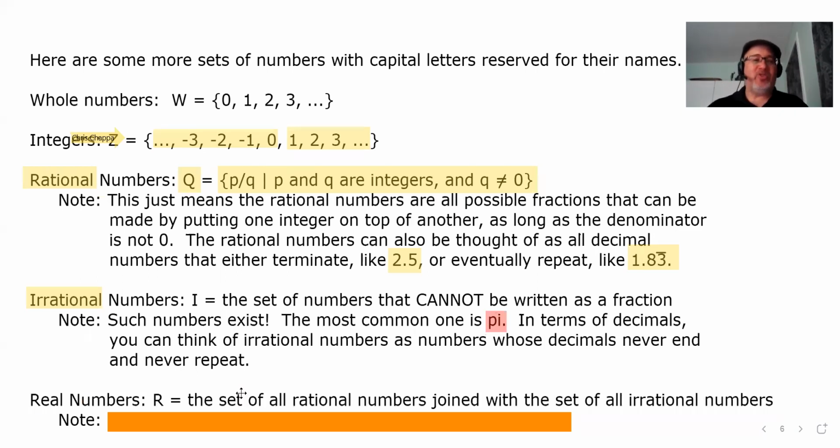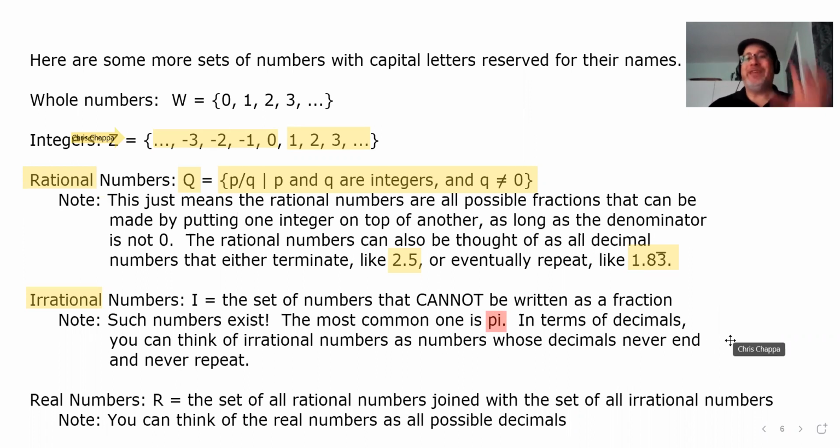And the last set of numbers is the set of real numbers, reserved with a capital R. It's just the set of rational numbers joined with the set of all irrational numbers. In other words, you take all your decimals that behave, they either end or repeat, and you take all your decimals that misbehave, they never end, they never repeat, you dump them all together in one big batch of numbers, and that's called the real numbers. So you can think of the real numbers as all possible decimals.